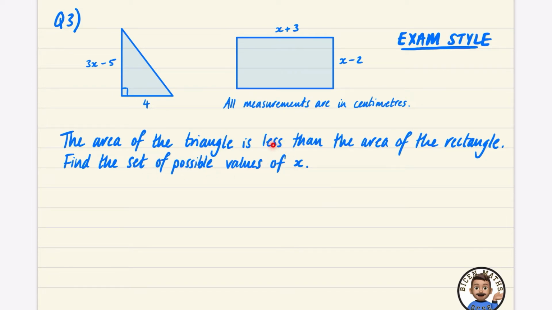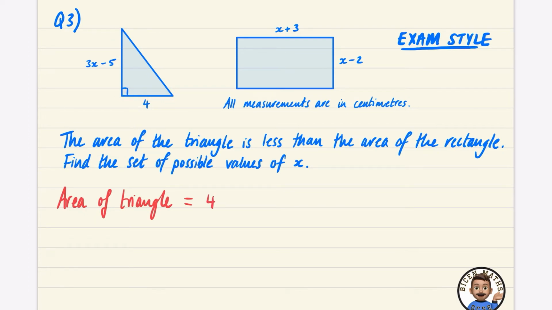So as soon as we see less than or greater than, we know it's going to be an inequalities style question. So we're just going to figure out first of all the area of the triangle, and then we'll do the area of the rectangle, and then we'll put it all together. So the area of the triangle, we know the area of a triangle is the base times the height divided by 2. So the base times the height divided by 2.